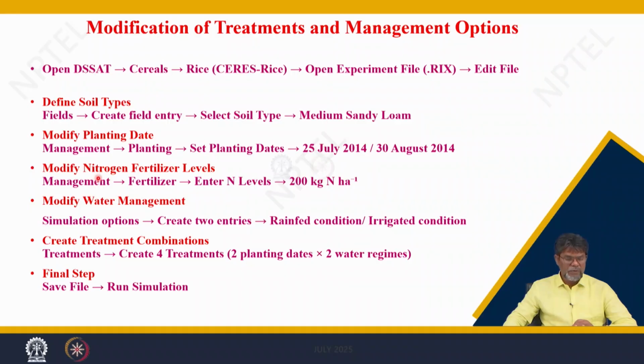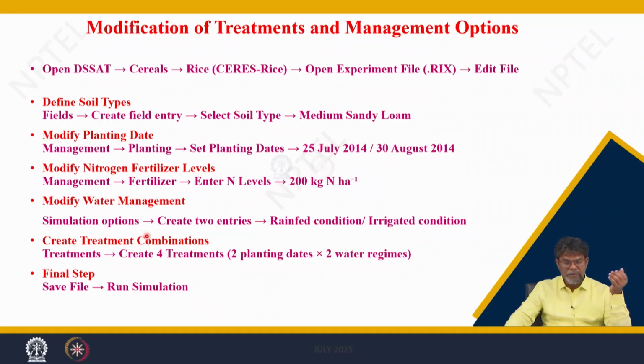Nitrogen, we have only one level. So, modify the fertilizer management: fertilizer N level is only 200 kg per hectare, so you choose only one level. Water management. Here, you can go to the irrigation management if you have a fixed amount of irrigation or different dates. But for the current question, we have mentioned that there are either rainfed conditions or irrigation, and irrigation is automated. So, you can change that in your simulation options.